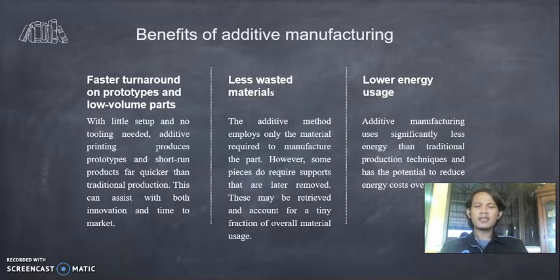Second, less waste material. The additive method employs only the metal required to manufacture the part. However, some pieces do require supports that are later removed. This may be retrieved and accounts for a tiny fraction of overall material usage. Lastly, lower energy usage. Additive manufacturing uses significantly less energy than traditional production techniques and has the potential to reduce energy costs over time.